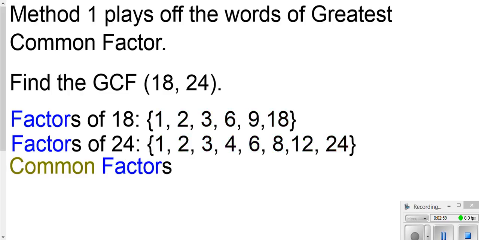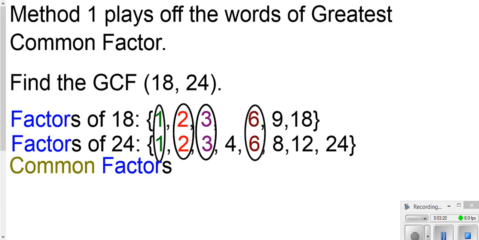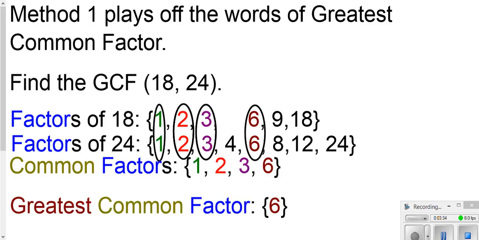We now want to take a look at the common factors, trying to build our way up to the greatest common factor. If we look at the common factors of 18 and 24, we have the 1's in green, the 2's in red, the purple 3's, and the kind of brownish 6's. So if I list those, I get 1, 2, 3, and 6 as my common factors. I'm really looking for the greatest common factor, and that would be the largest out of that list, which is 6.